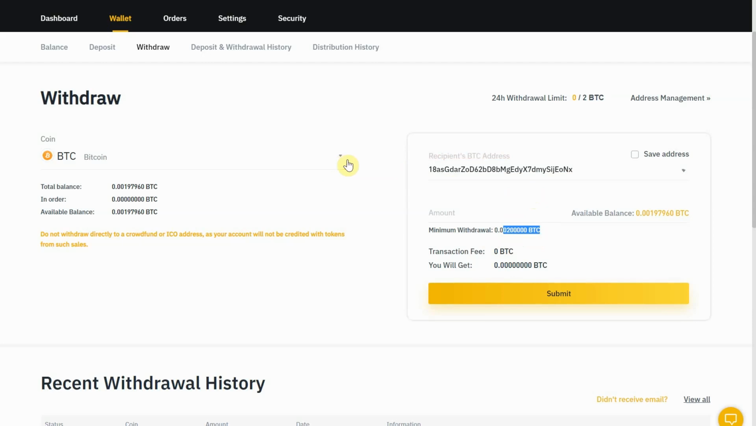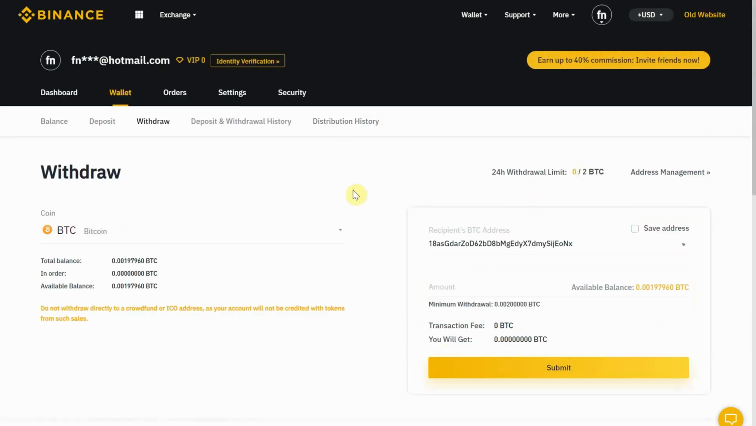Let's say you wanted to transfer back to Coinbase. So you would put the Coinbase address here and it would be sent there. Okay, so enough about this. Let's talk about the exchange. And I'm going to do the basic. I'm going to show you the advanced later, but it's basically the same thing.